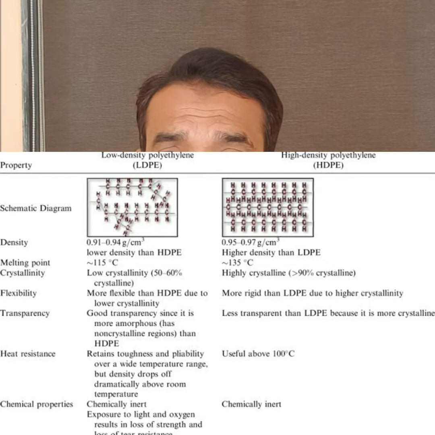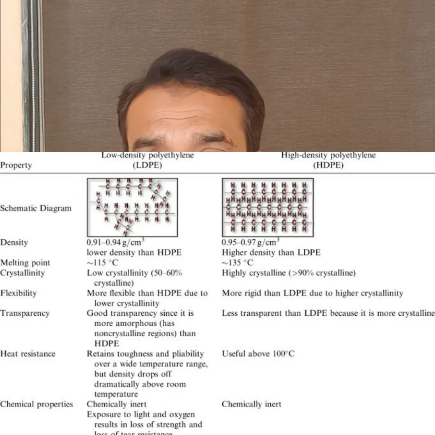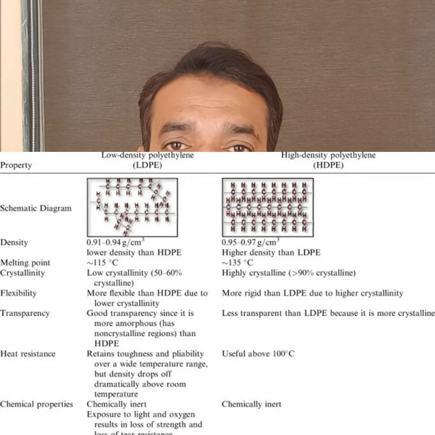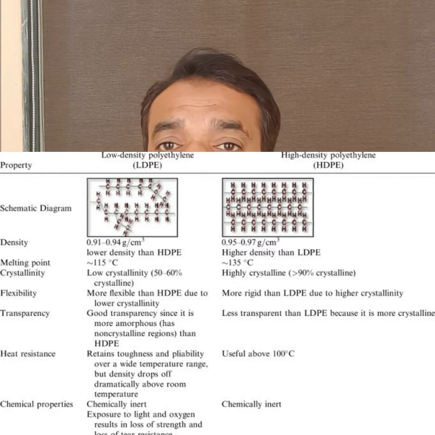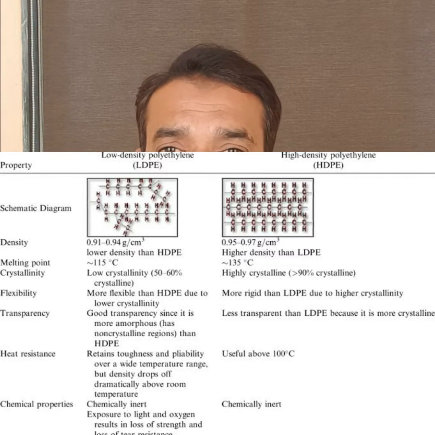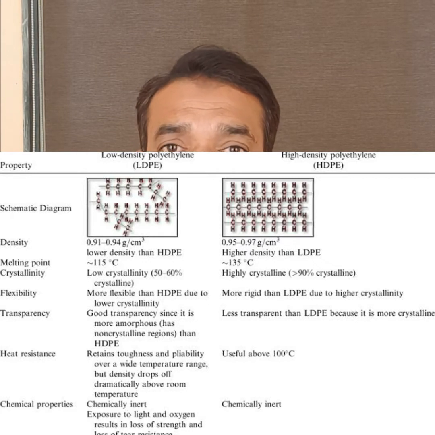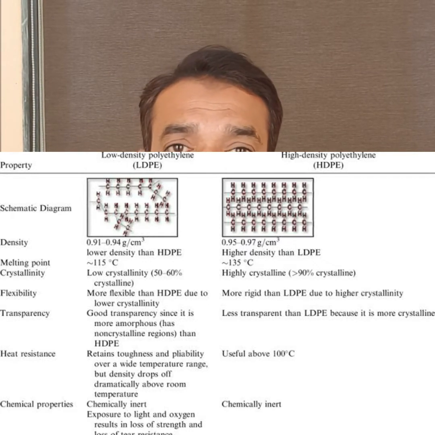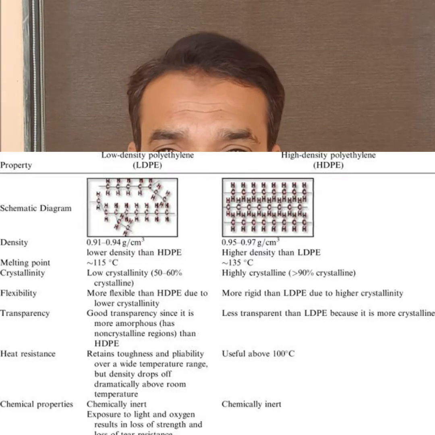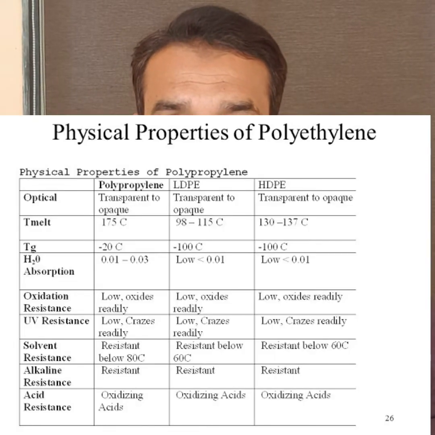Flexibility: LDPE is more flexible, while HDPE has high crystallinity, which makes it tougher and more rigid. Heat resistance: drastic decrease in density when subjected to temperature beyond 20 degrees centigrade. So the melting point of LDPE is 115 degrees, while HDPE has a melting point of 135 degrees centigrade.